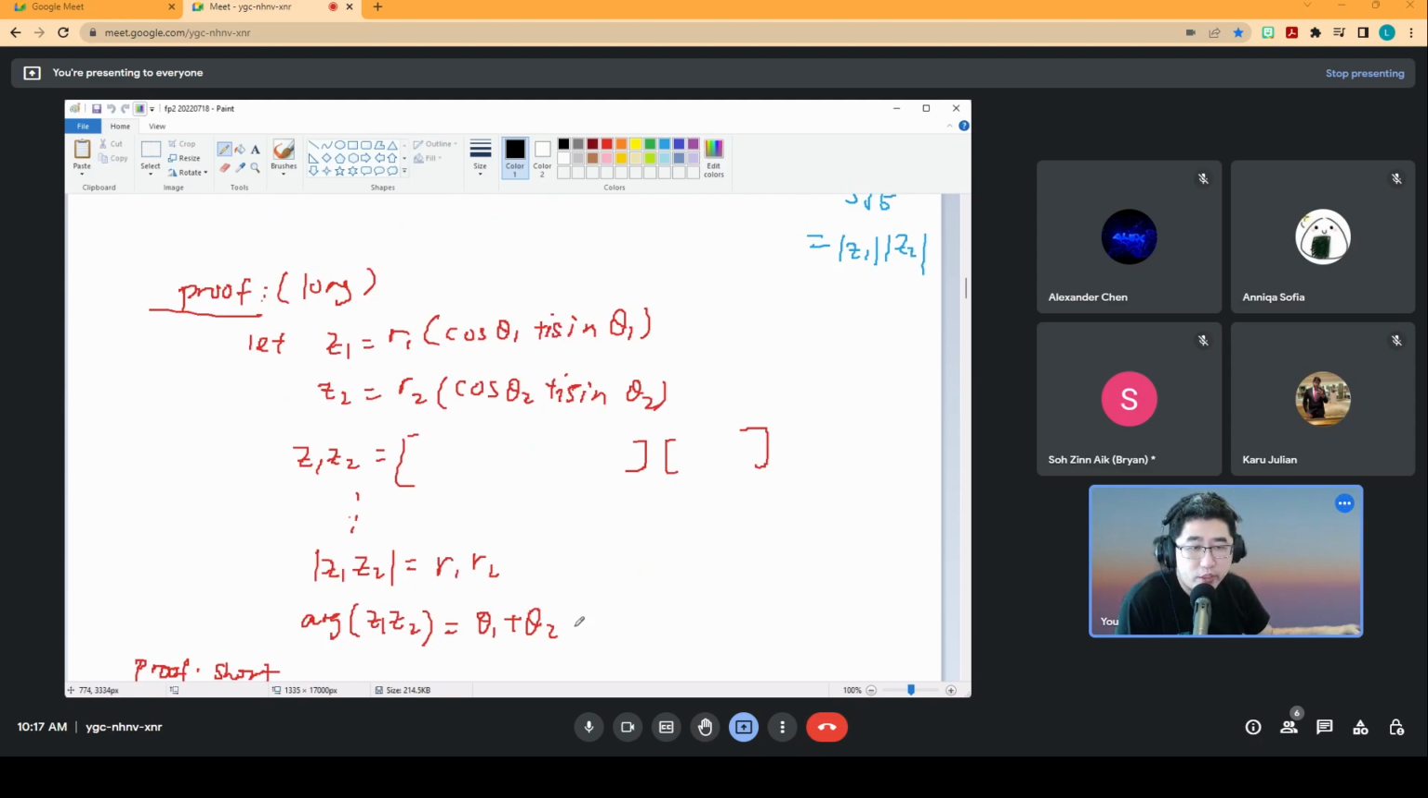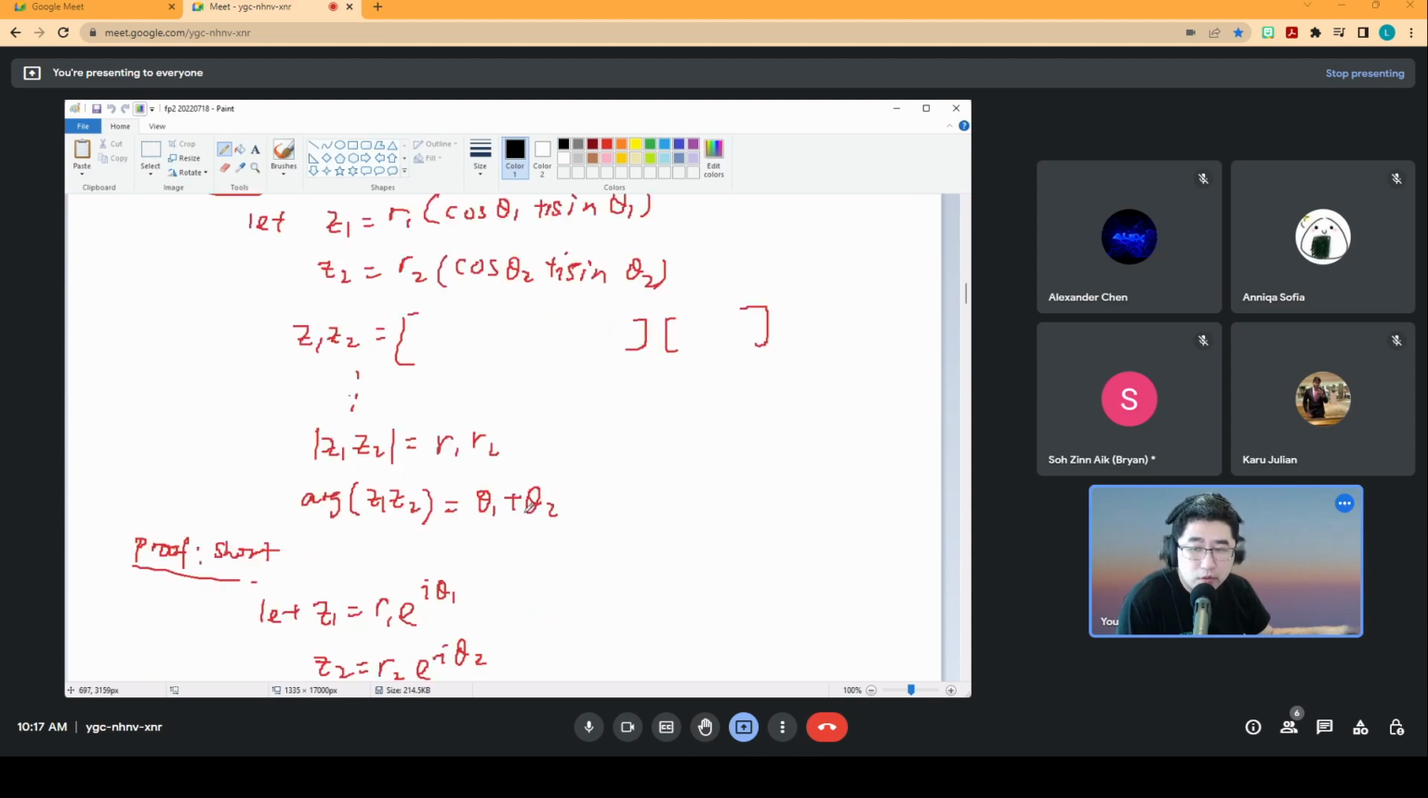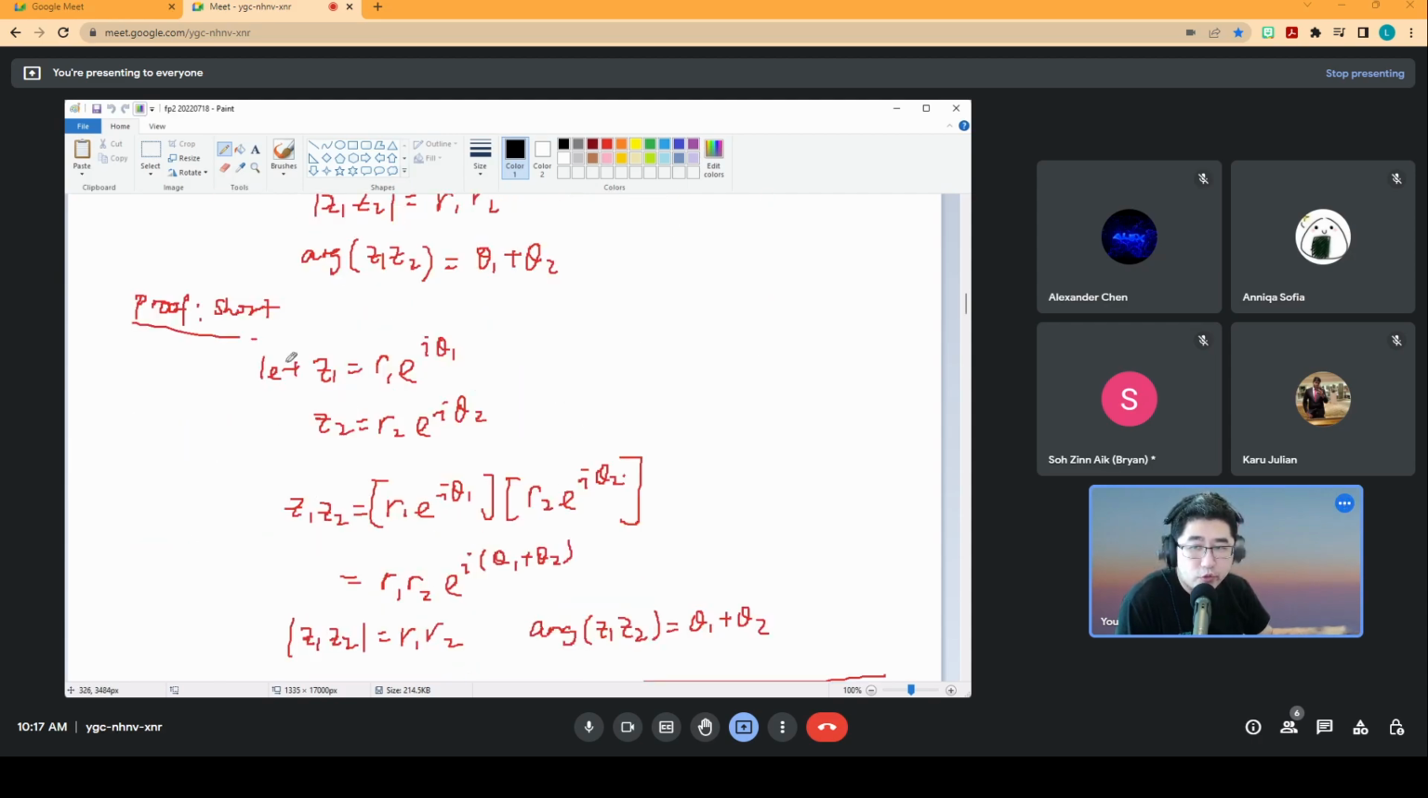This one most probably we did on the board. Then from here we see two conclusions: modulus of z1 z2 equals r1 r2, and argument of z1 z2 equals theta 1 plus theta 2. Then we have the short version. z1 equals r1 e^(i theta 1), z2 equals r2 e^(i theta 2). Multiply them, then you have this rule.